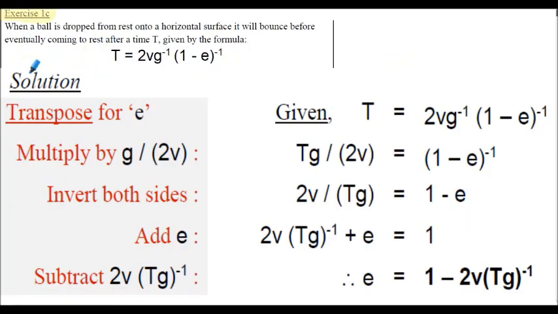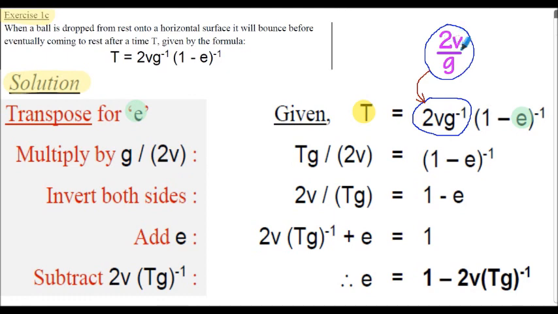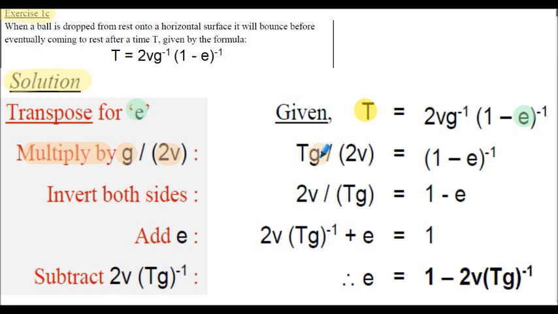Here's exercise 1C, solution. So this time we have to transpose for E, given our equation for T, which is written on one line here. So we're transposing for variable E here. So my first step, I multiply by G divided by 2V. That's shown here. I'm just using the bracket for the 2V to ensure my BODMAS is correct in this particular case. Then I'm actually inverting both sides, finding the reciprocal of both sides if you like. I'm turning them upside down.